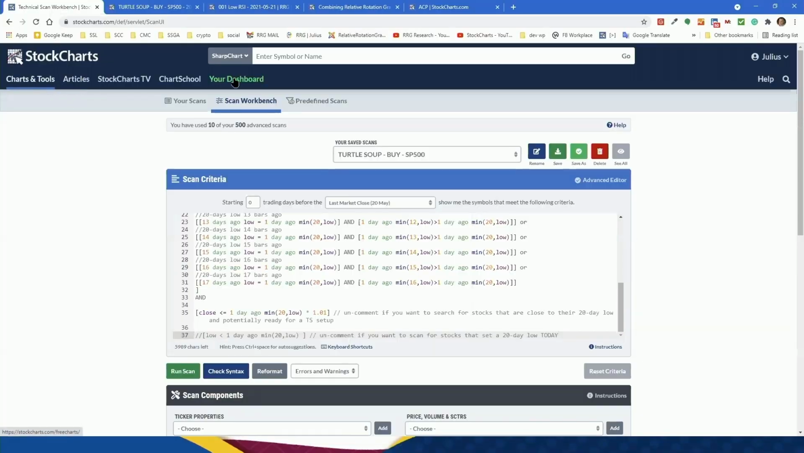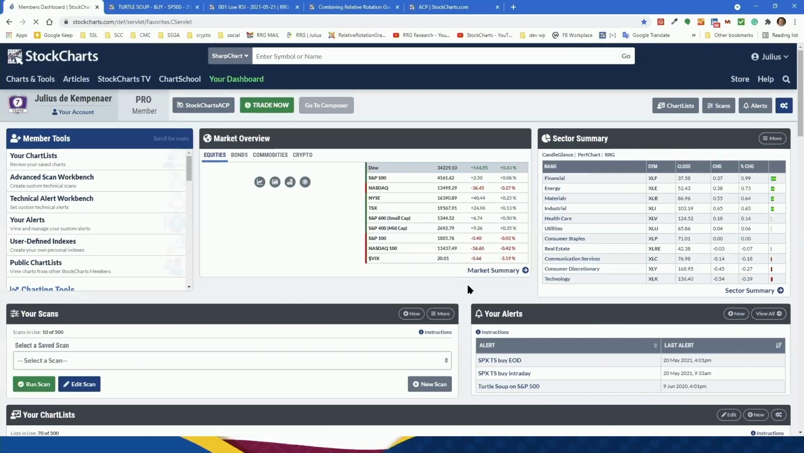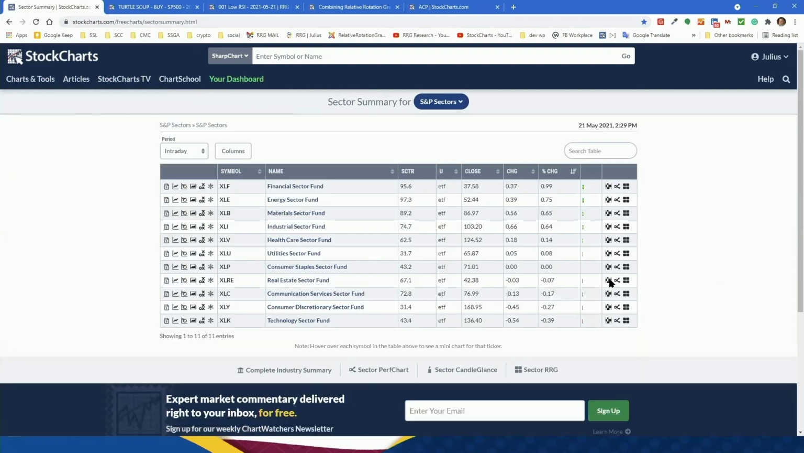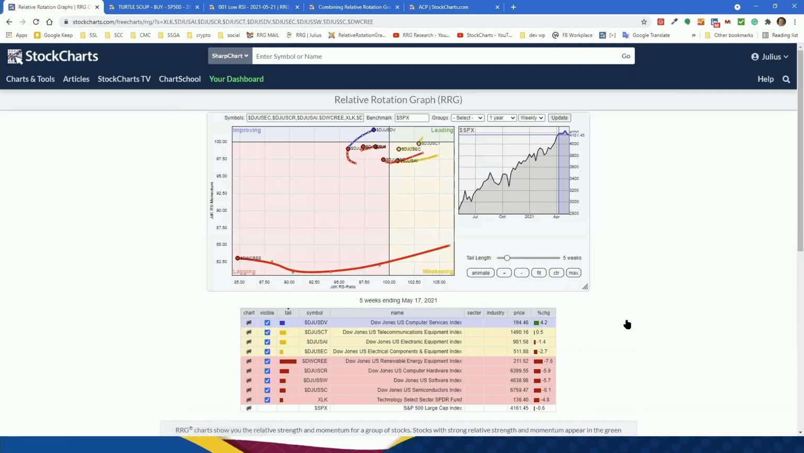Then on my dashboard, I like to go to the sector summary. If you hit the sector summary, and you may or may not be aware of it, this is the RRG symbol. This is the RRG icon. So let's go to the technology sector fund. If we click on the RRG icon for the technology sector fund, you will get the breakdown in industries. These are the Dow Jones industries.